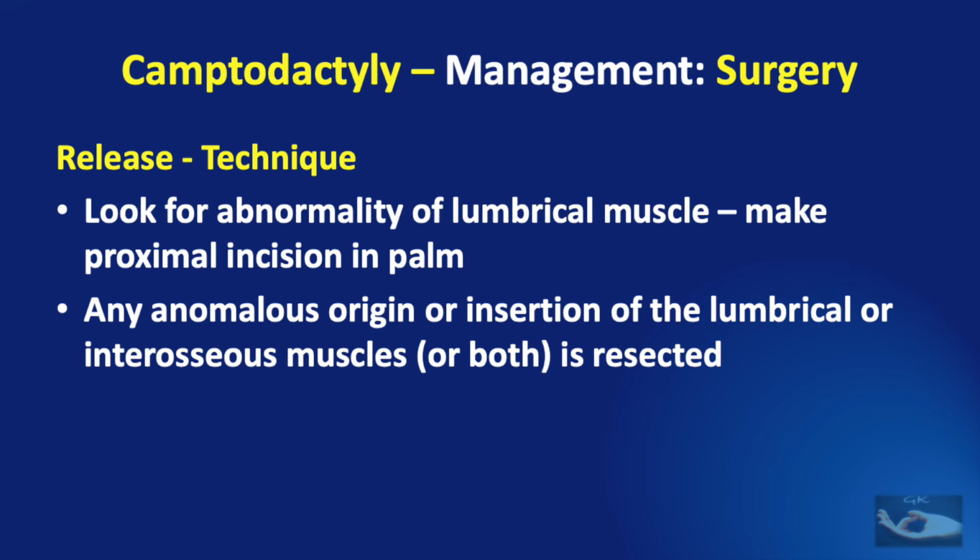As this release is being done, the lumbrical should be explored along its entire length to assess for any abnormality. Any anomalous origin or insertion of the lumbrical or interosseous muscles or both should be resected. Traction on an anomalous lumbrical muscle will not result in PIP joint extension as it should happen normally. The lumbrical, as we have seen, may insert into the metacarpophalangeal joint capsule, onto the FDS or onto the ring finger extensor apparatus. All these sites should be explored to make sure there is no anomalous insertion.